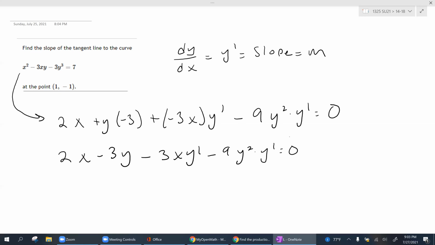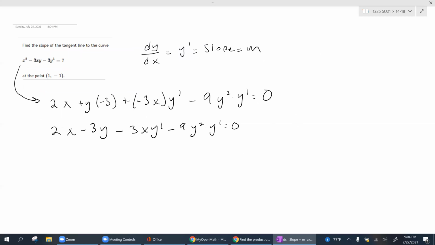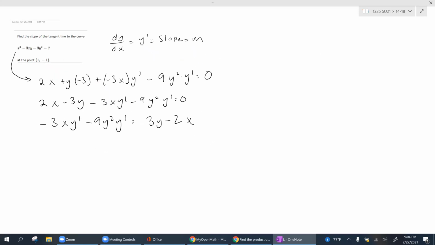Very nice. We get everything with a y prime to one side. So this here gives me negative 3x y prime minus 9y squared y prime is equal to 3y minus 2x. You factor out a y prime and you divide by what was not factored, or the other part of the factor. So you get y prime is equal to 3y minus 2x over negative 3x minus 9y squared.